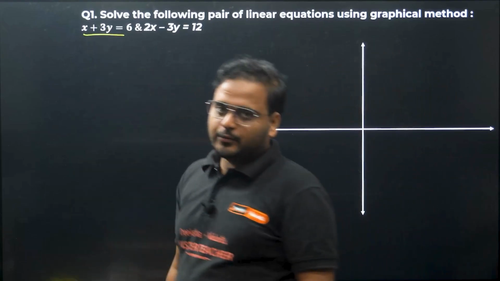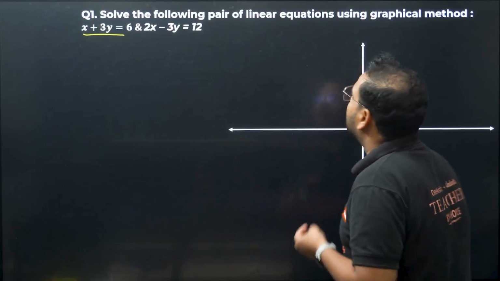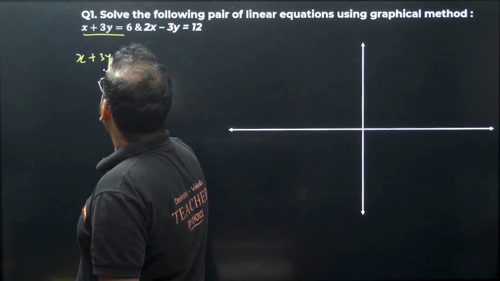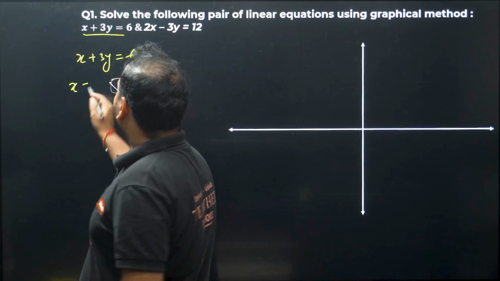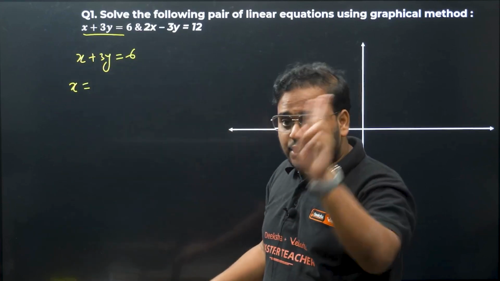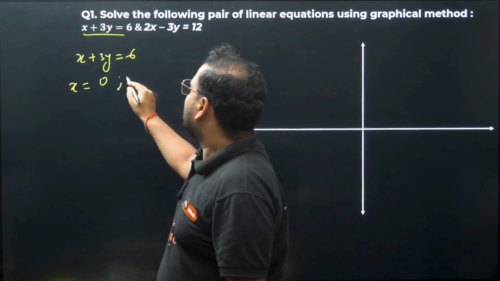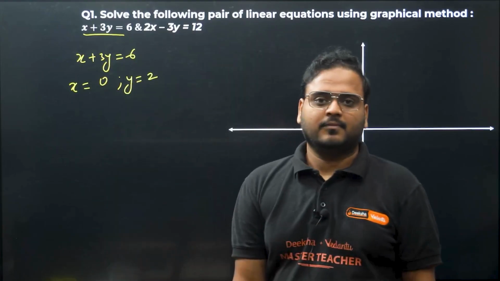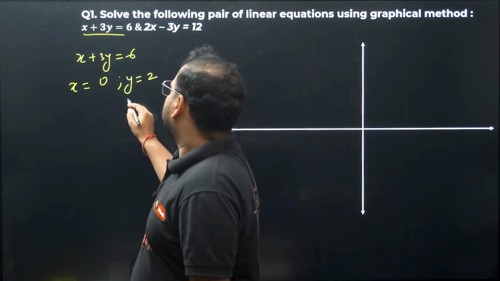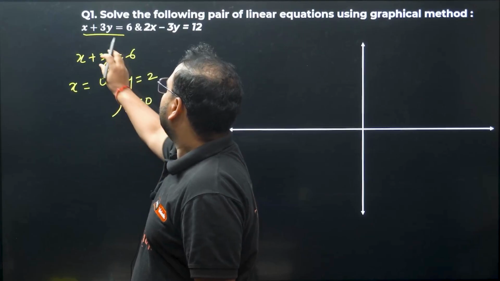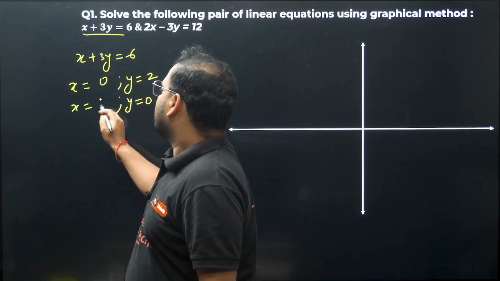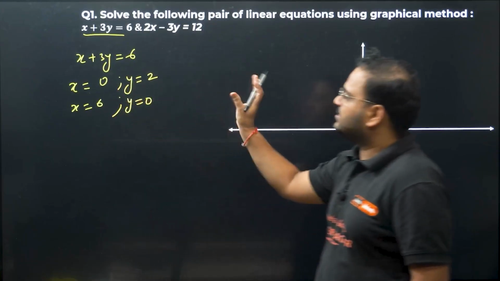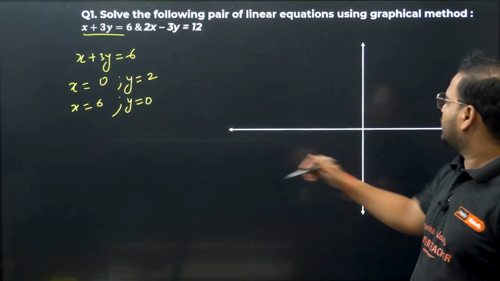We have two equations, x plus 3y equal to 6, 2x minus 3y equal to 12. Start with the first one. I take x plus 3y equal to 6. How do we plot it? To plot this, I need 2 points. X as 0, what happens to y? Please check. X as 0, 3y equal to 6, y is 2. When x is 0, y is 2. What happens when y is 0? When y is 0, x is 6. I hope this is clear, right? Superb. So my first equation can be plotted on the graph like this, 0, 2 over here.